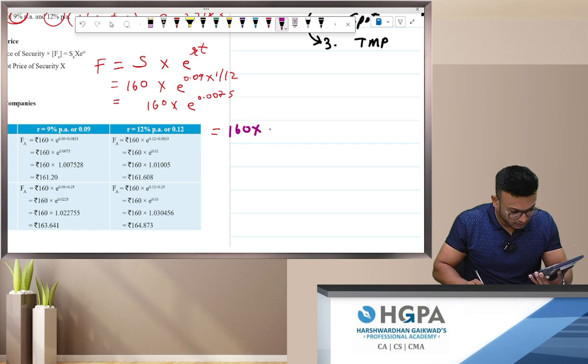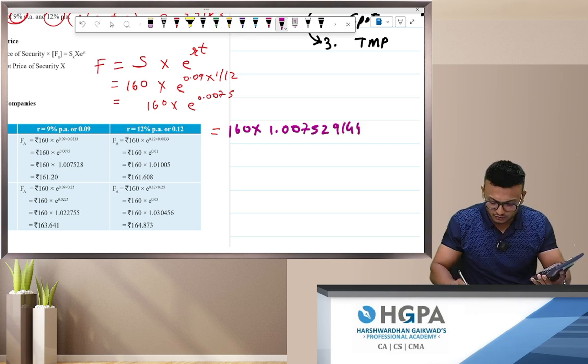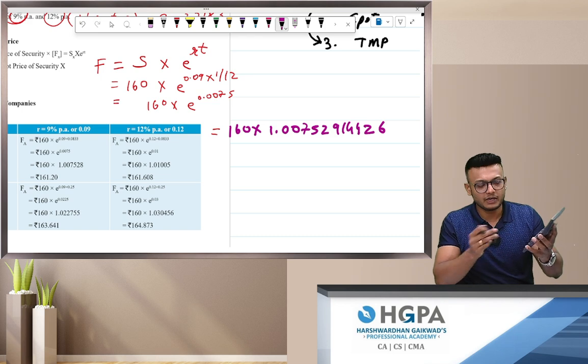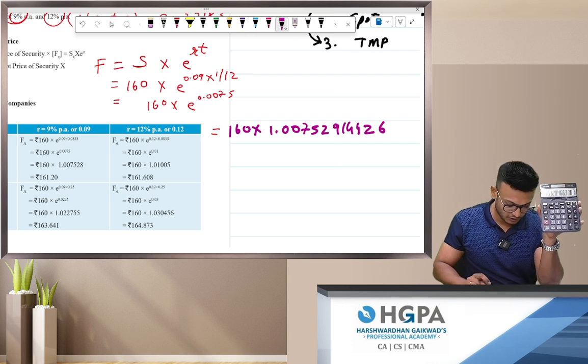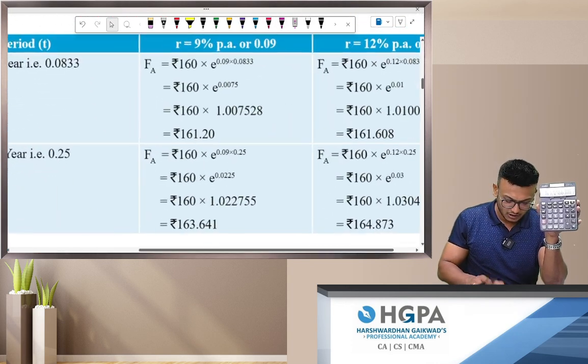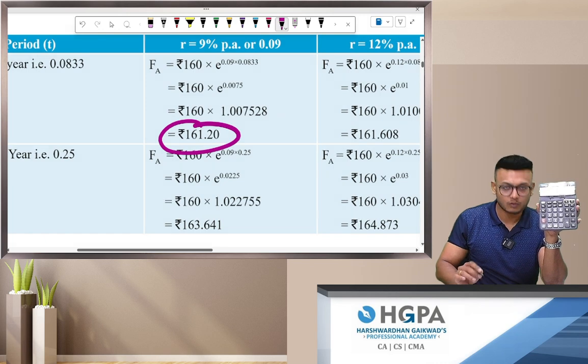160 into... how much was it? 1.0075291144, and write all 26 digits. Now we have to multiply this by 160. Your answer will be 161.20. We'll check whether the answer is matching or not. Your answer will directly match with your module, 161.20.